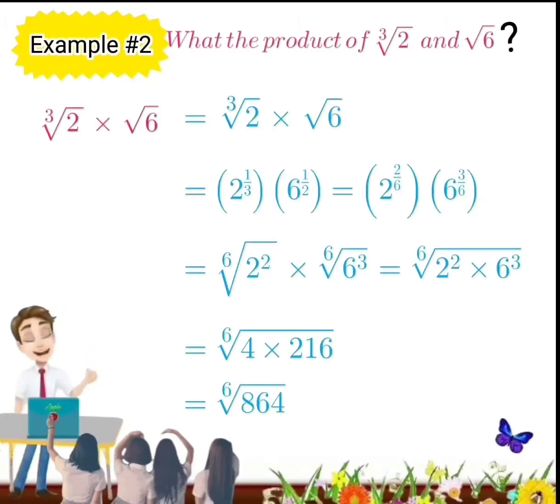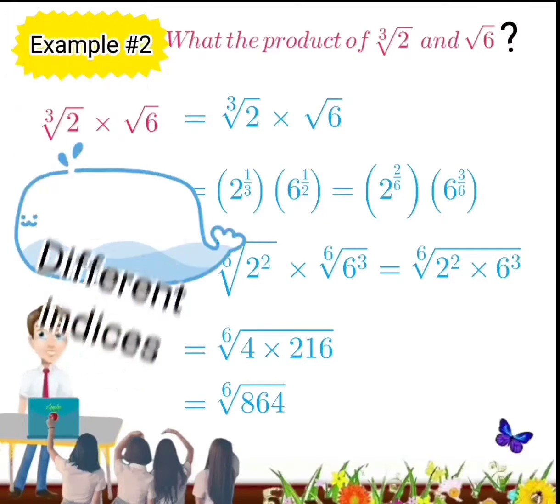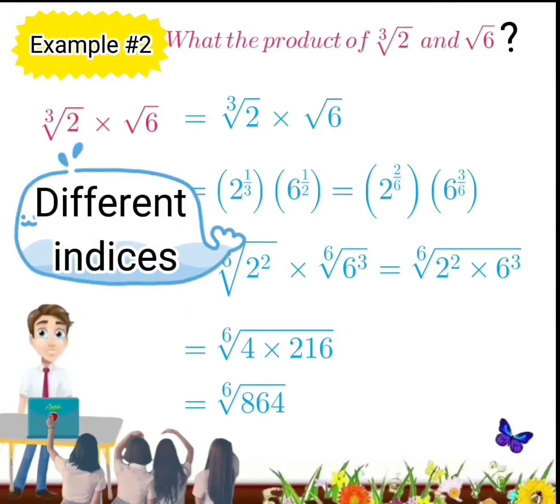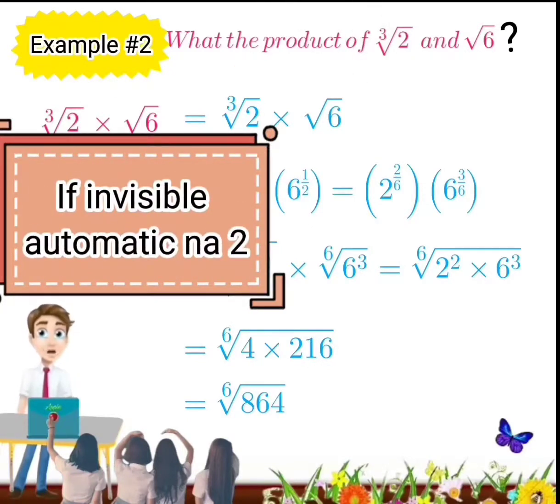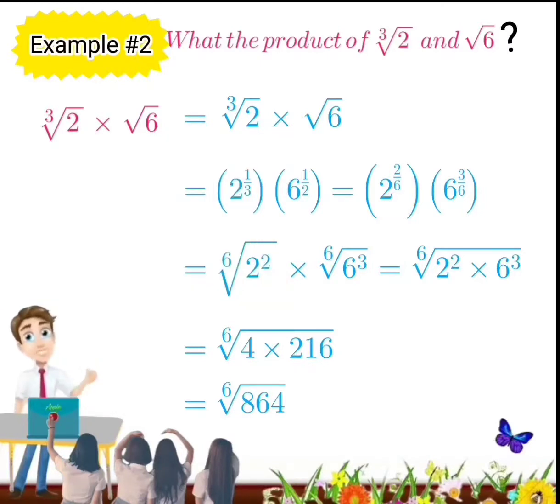Okay, so let's proceed to example number 2. We have to find the product of the cube root of 2 and the square root of 6. As you notice, the indices of the two factors are not the same. The first one is 3 and the second one is 2. So paano gagawin natin kapag magkaiba yung mga indices ng mga factors na imu-multiply natin?